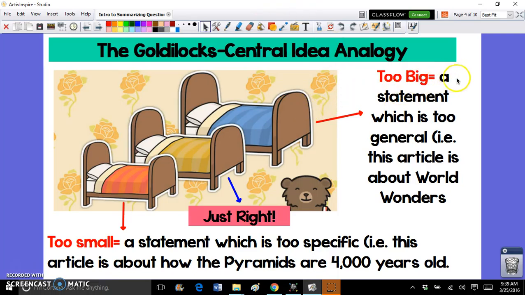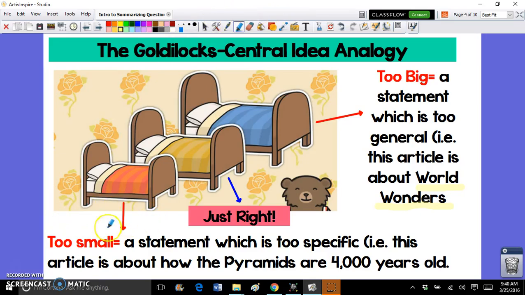Now, the bed that is too big is like a central idea statement that is too general. So, for example, if you said the article we read during Unit 3, World Wonders Worn Down, was about world wonders. That is the topic of the article, but when I hear a central idea statement that just says world wonders, there's a lot of different topics and subtopics that can be within that article. It could be the history of world wonders. It could be descriptions of what they look like, the locations, why people visit them, what you can do when you visit them. There's so many smaller topics, and we know that that article was not about all of those things. So this is too big. That's not what the article was about. We have to make it more specific.